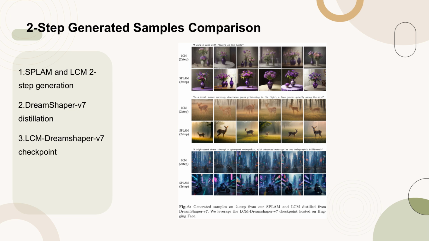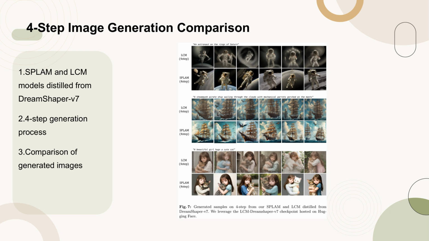Figure 7 presents a comparison of generated images using a four-step process from two models, SPLAM and LCM, both distilled from DreamShaper v7. The images are generated using the LCM DreamShaper v7 checkpoint hosted on Hugging Face. The figure showcases the results of generating images based on various textual prompts, highlighting the differences and similarities in the outputs of the two models. This comparison is crucial for evaluating the effectiveness and efficiency of the four-step generation process in each model.